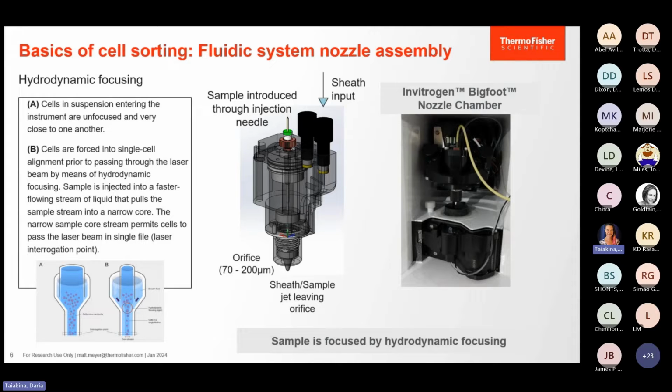On the right here, we have the Invitrogen Bigfoot nozzle chamber. This yellow line is the actual sample line that goes up into the injection needle that basically delivers your sample into the nozzle. And this is actually in the unclog station. When it's fully retracted, it goes into the sorter where the lasers are located below, into this area, which is the laser interrogation chamber.